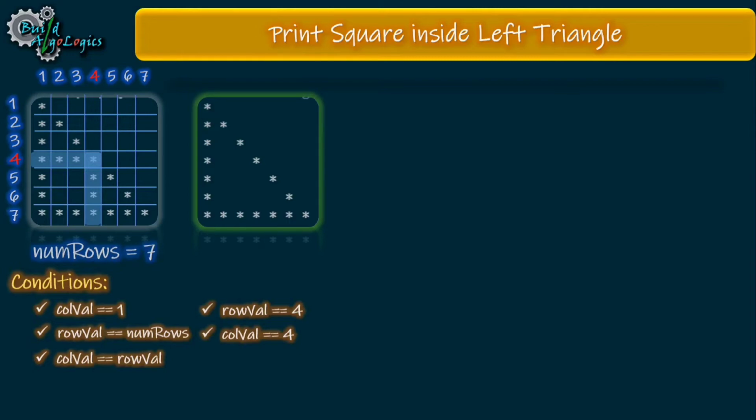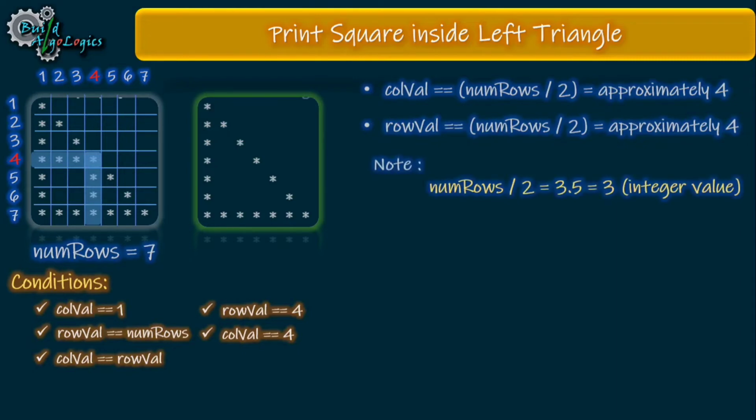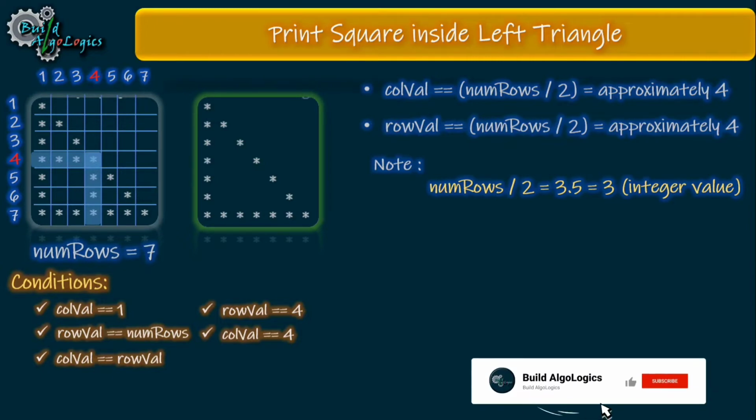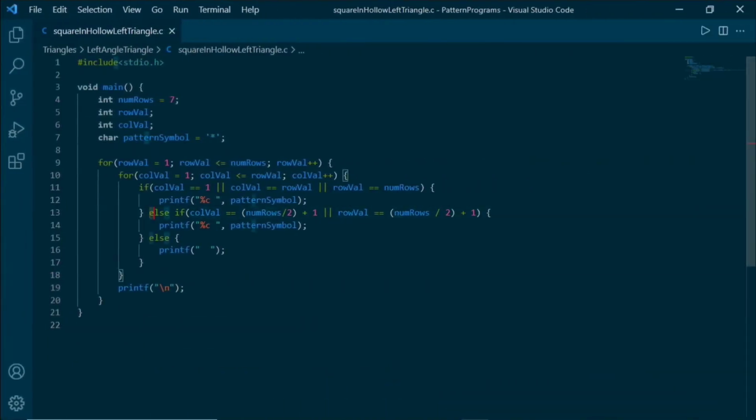So instead of hard coding this condition, we have to find some dynamic conditions. So by looking at these values such as colVal 4 and rowVal 4, we can say that these values are nothing but half of the number, or approximately half of the number. But as we know, dividing numbers by 2 in C language returns only integer values. In this example, this value will be 3 after rounding. But the value that we require is 4 here, so we can simply add 1 to this value, and we can derive our condition like this. This is it. Now as we already derived all our conditions, let's write our code.